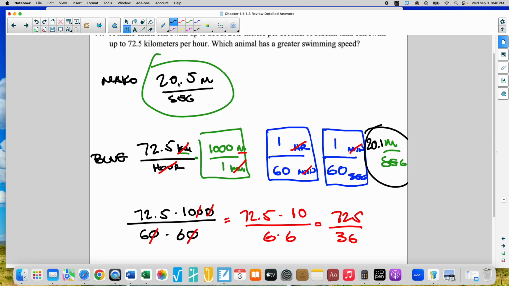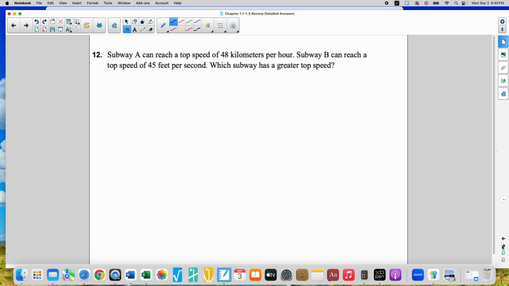And that's a pretty close race. And the mako is 20.5. So which is faster? Which is greater swimming speed? The mako is faster. Whoa, that was close. Fun problem, though. All right, number 12.